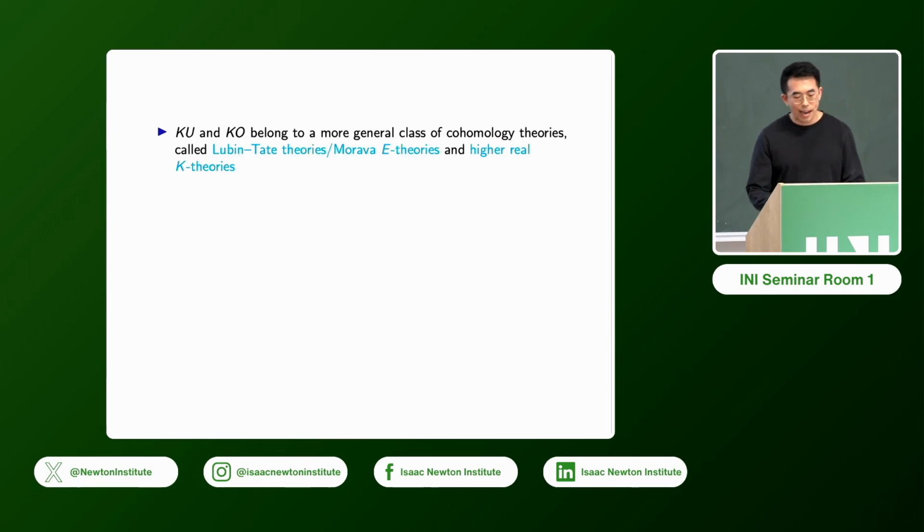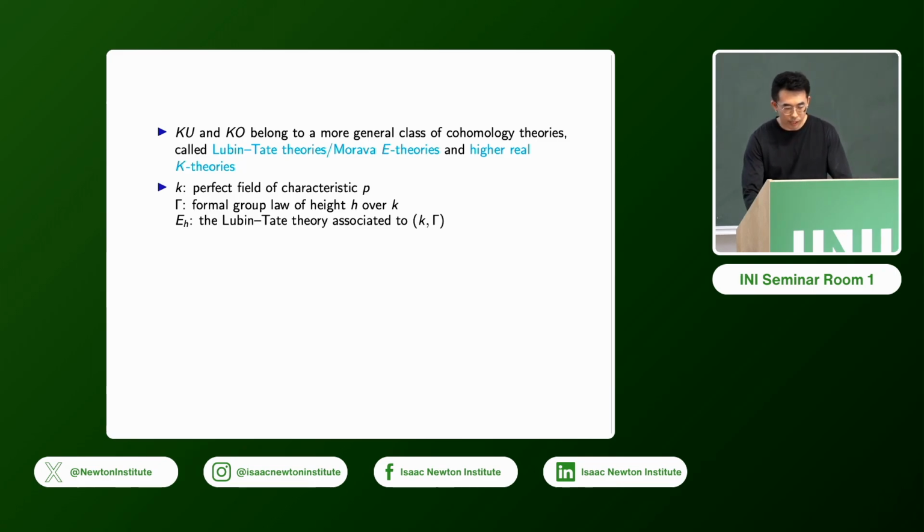It turns out in chromatic homotopy theory, KU and KO belong to a more general class of cohomology theories called Lubin-Tate theories or Morava E-theories and higher real K theories. Here are my notations. K is going to be a perfect field of characteristic p. Gamma is going to be a formal group law of height h over K. And I'm going to let E_h denote the Lubin-Tate theory associated with this pair (K, Gamma).